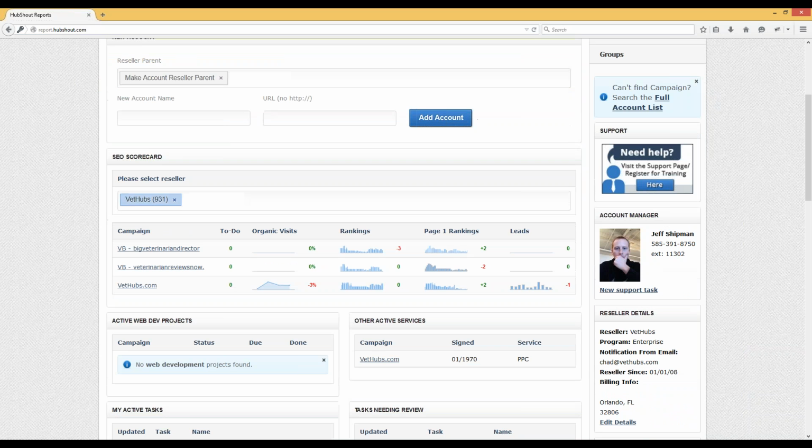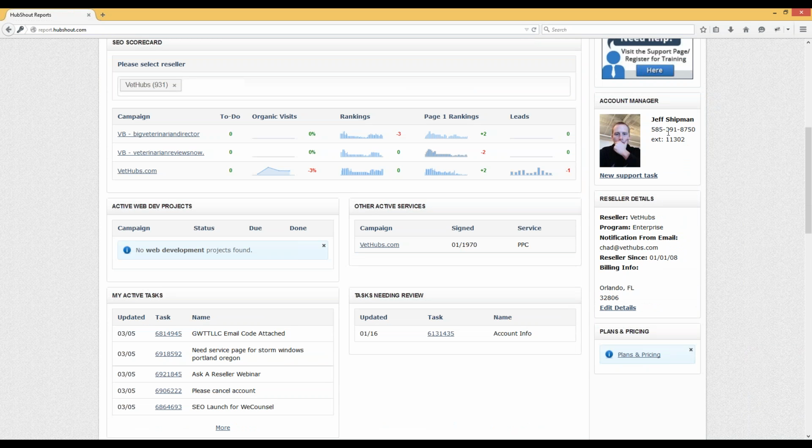The next thing you see here is your SEO scorecard. These are a couple of reporting only accounts, but you would actually automatically see your accounts. I had to select a reseller to view. So you would see all your accounts here that are active with to-dos, organic visits, rankings, page one rankings, and leads. You're going to see your account management information on the right with contact info.